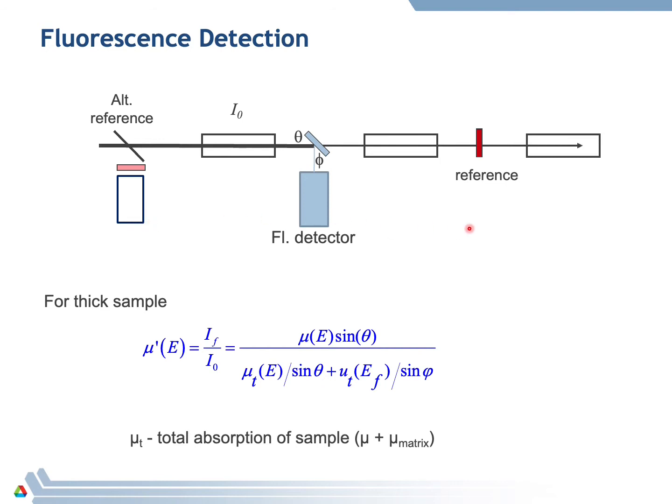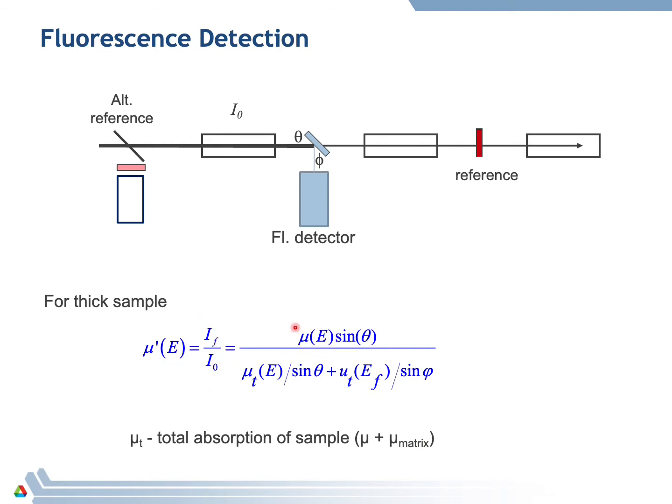Now, if we have a thick sample in fluorescence, by thick I mean basically no beam is getting through, this is what we'd actually be measuring when we measure the fluorescence. So the mu prime is our measurement if we divide the fluorescence signal by I0. Mu is what we're actually trying to measure. But because it's a dilute sample, the mu is accompanied by absorption of the matrix. So the total absorption, mu t, is this mu plus the matrix absorption. This is what we'd measure if we just take the ratio of the fluorescence to I0.